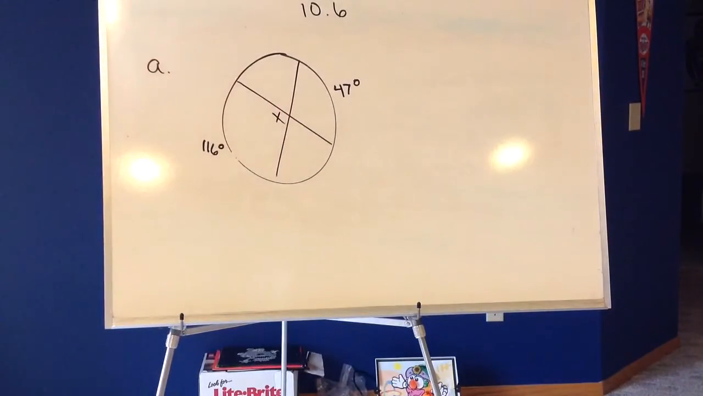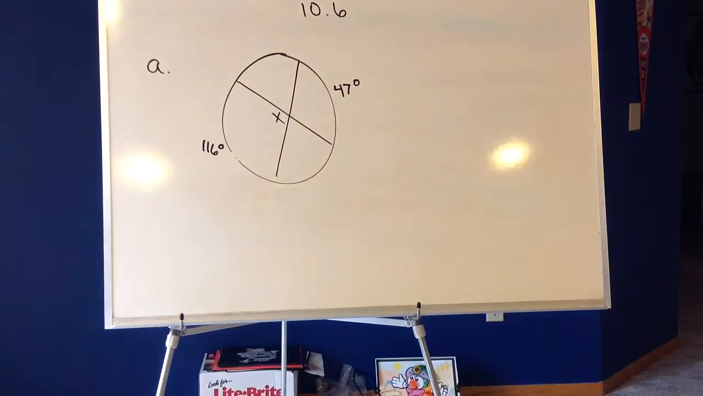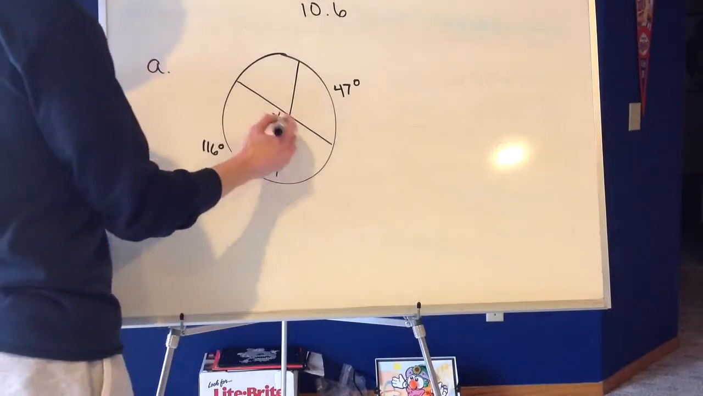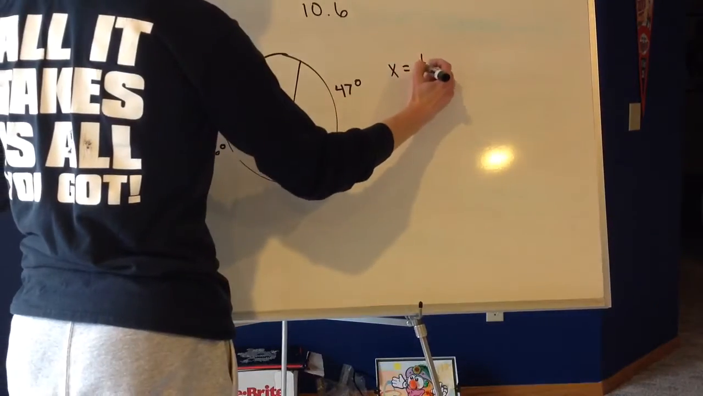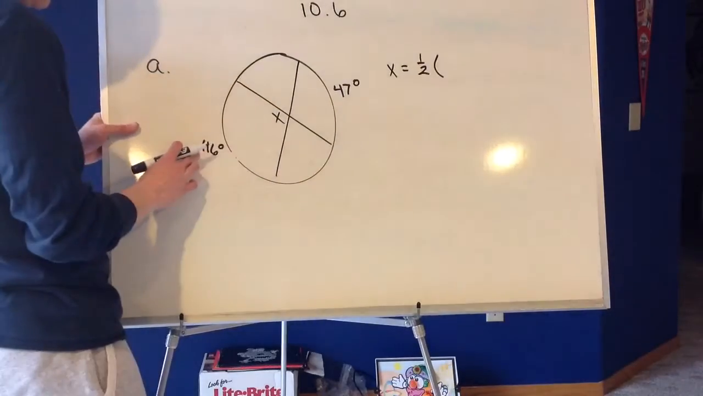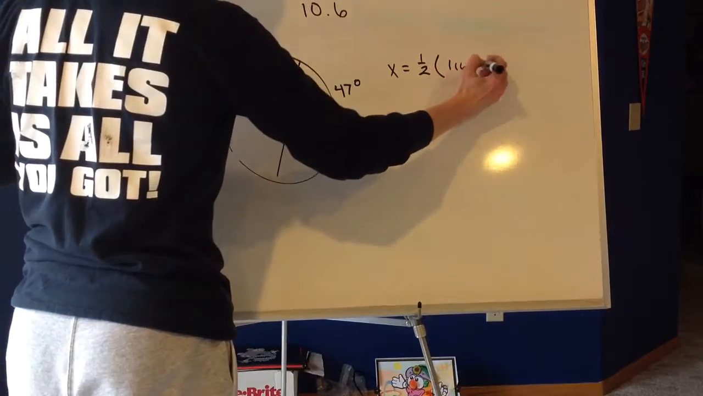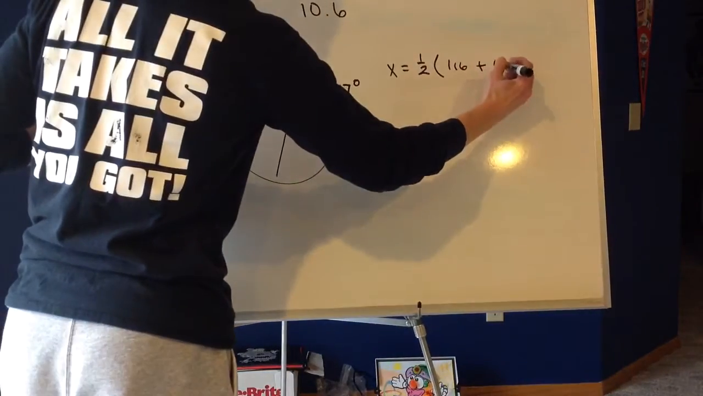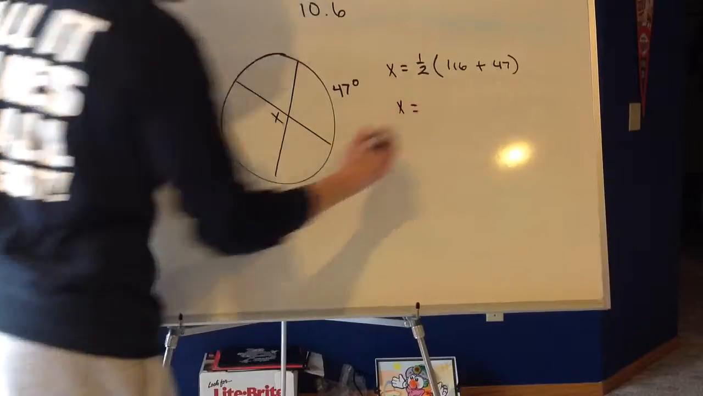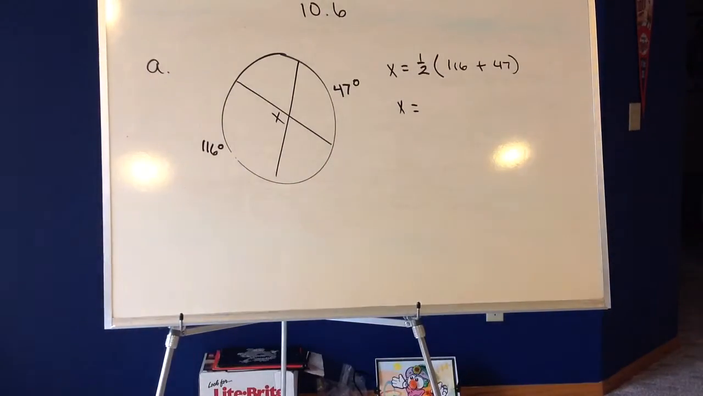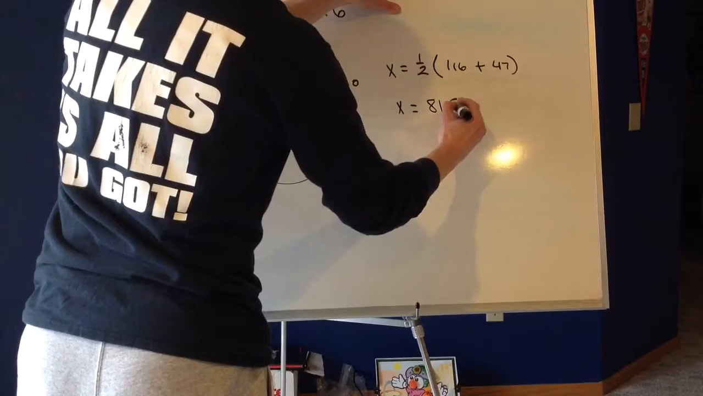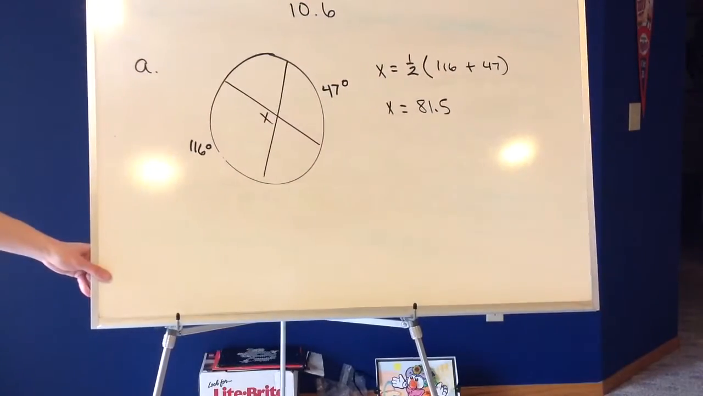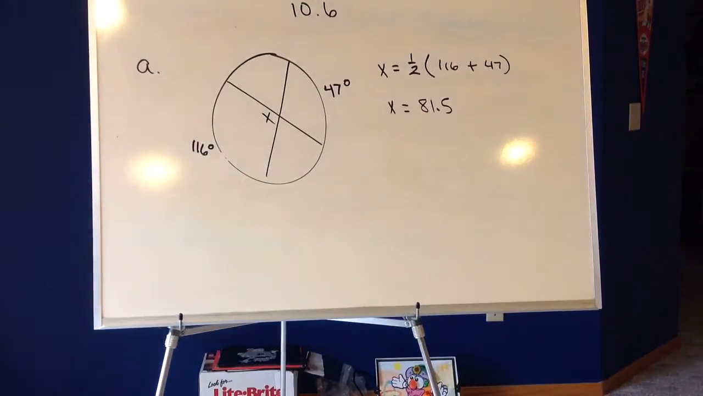Again, interior angle, not at the center. It doesn't even give you the center of the circle, so don't ever make an assumption that something's the center. If I want to find x, it's going to be 1/2 its arc, which is the 116, plus its vertical angle's arc, which is the 47. If you simplify that, you'd end up getting 81.5 for your angle measurement. Again, just that idea of adding them and taking the average.